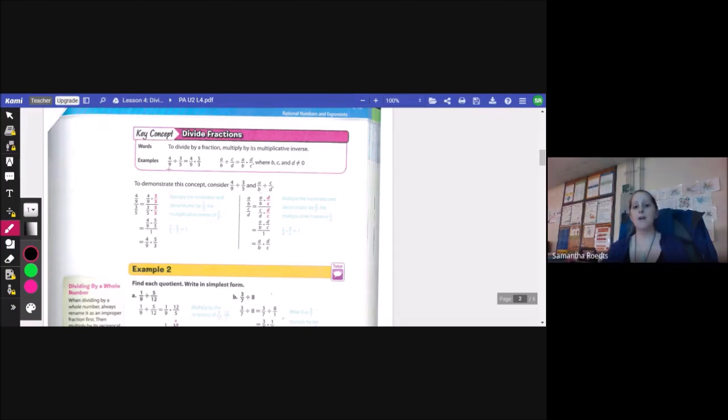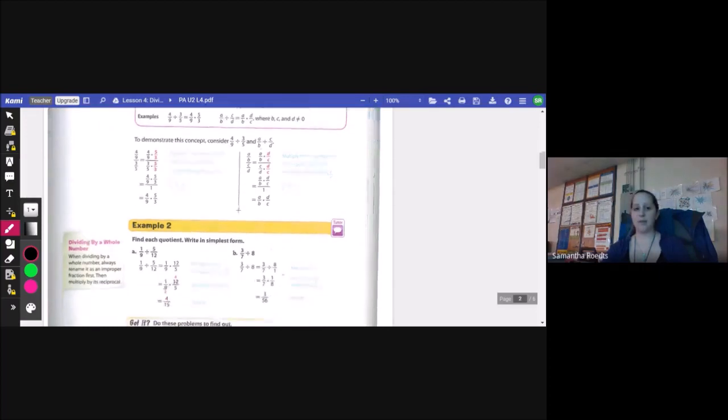So for example, 4/9 divided by 3/5 becomes 4/9. I keep my first, I change my division to a multiplication sign, and then I flip my second fraction. 3/5 becomes 5/3. So in letters, I have a over b divided by c over d equals a over b times d over c, where b and c and d can't be equal to 0. Okay. To demonstrate this concept, consider 4/9 divided by 3/5 and a over b divided by c over d.